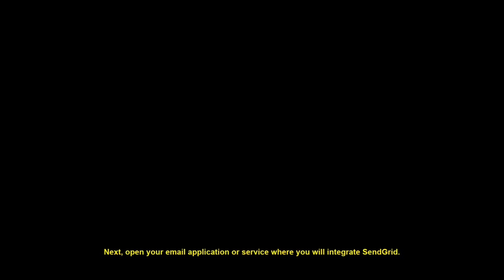Next, open your email application or service where you will integrate SendGrid. Access the Settings or Configuration section of your email service. Locate the option for SMTP settings. Enter smtp.sendgrid.net as the SMTP server. Set the port to 587 for TLS or 465 for SSL connections.